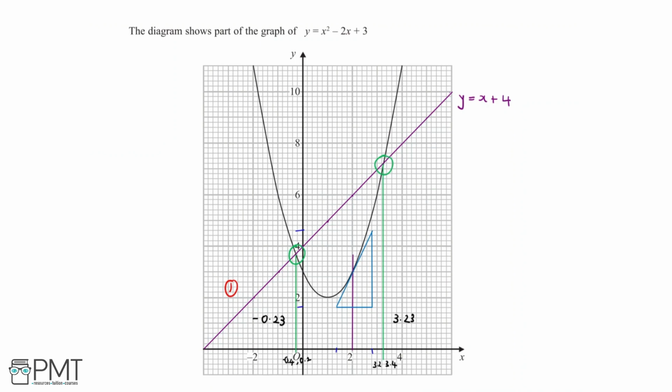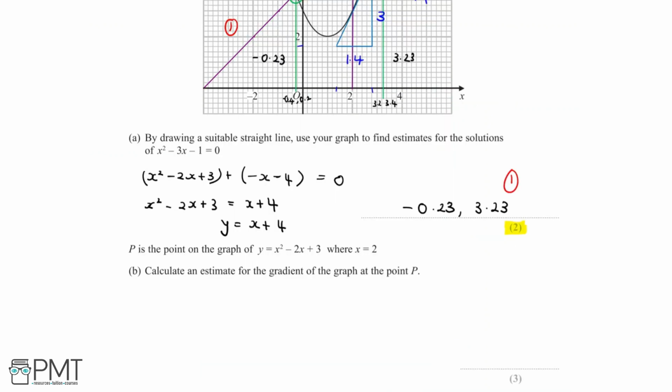So we can start with the change in y. The change in y is 4.6 take away 1.6, which is equal to 3. And the change in x is 2.8 take away 1.4, which is equal to 1.4. And so the change in y divided by the change in x is equal to 3 divided by 1.4, which gives an answer of 2.14 rounded to 2 decimal places. And so we can now say that an estimate for the gradient of the graph at point P is equal to 2.14.